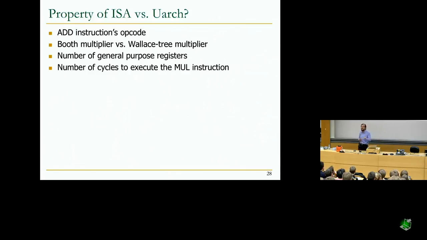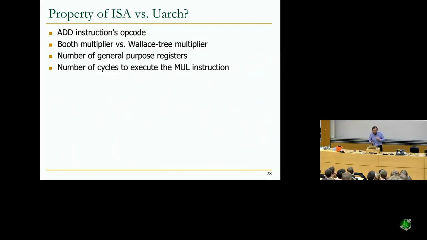So number of cycles to execute the multiply instruction. This is part of microarchitecture because this doesn't normally get specified in the ISA. You could potentially specify it in the ISA and tell the programmer, you got to know this because you need to know this to write the programs correctly. And people have done that in the past. It didn't go too well. You don't want the programmer to know exactly how many cycles it takes to execute an instruction.